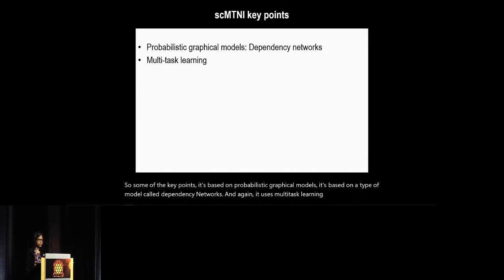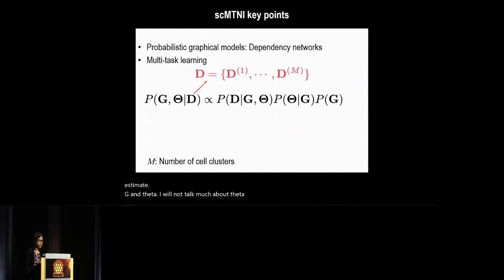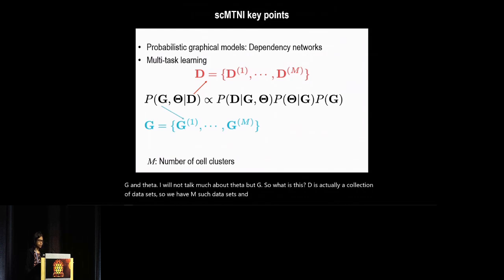But it does this differently than how I was talking about it in the previous parts of my talk. So the way we do this is by defining this particular objective. I'm just going to tell you very briefly. What we're saying is you want to think of this within a Bayesian framework where we have this D, that is the observed, and we want to be able to estimate G and theta. I'll not talk much about theta, but G, so what is this? D is actually a collection of data sets. So we have M such data sets, and G is actually a collection of graphs, and we have M such graphs, and M is the number of cell clusters or cell types.